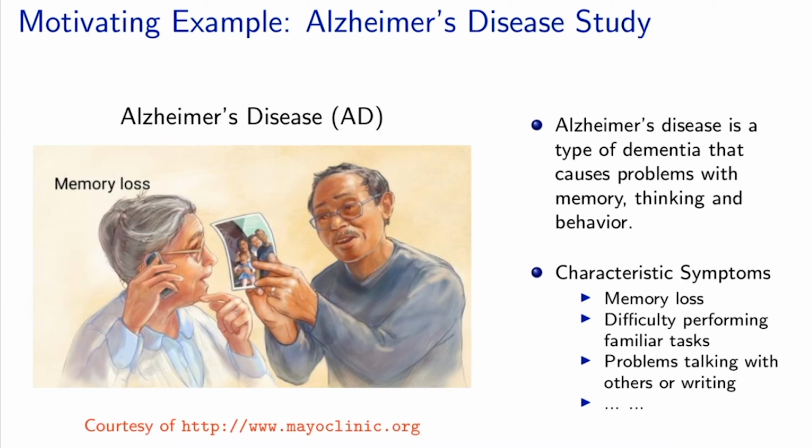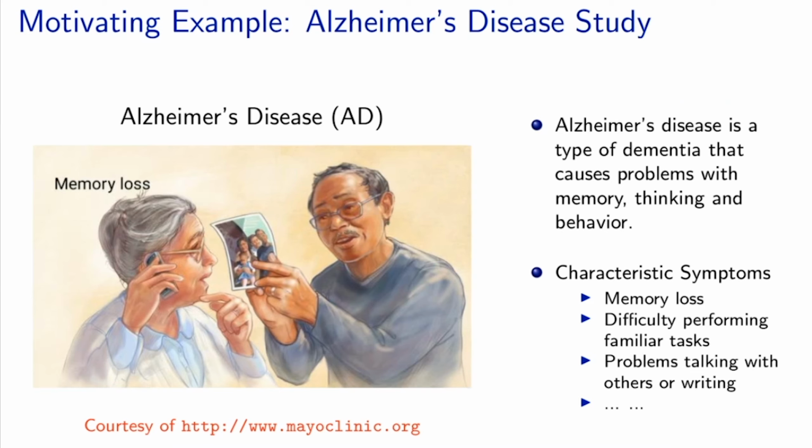As I've just introduced in part 1, Alzheimer disease is a type of dementia that causes problems with memory, thinking, and behavior. There are some characteristic symptoms for Alzheimer disease, like memory loss and difficulty performing familiar tasks, and people also have some problems talking with others or writing. One thing we should notice is that the diagnosis of Alzheimer disease is very complicated. We should use multiple diagnosis tools when we say a person is diagnosed with Alzheimer disease. Like for memory loss, patients diagnosed with Alzheimer disease find it easy to forget what happened recently, but they have a good memory for what happened a long time ago in their childhood.